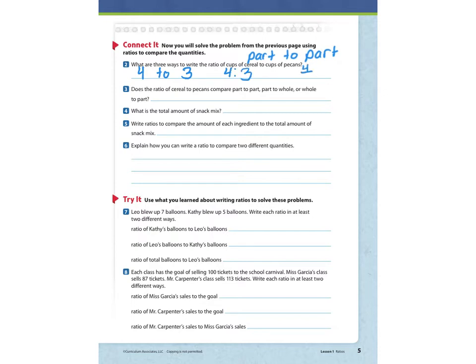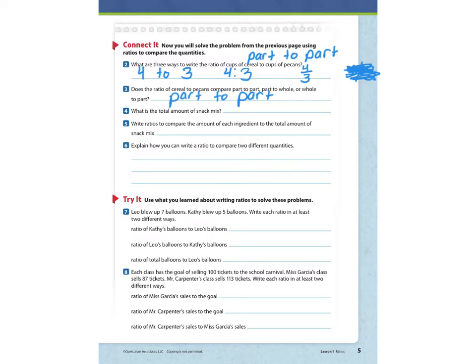And finally, your fraction. I really don't want you writing this way for a fraction piece. That looks like 4 13. I'm not sure. So please shy away from using that slash. Okay. Does the ratio of cereal to pecans compare part to whole, or whole to part? Well, we know it cannot include a whole because our whole here is not listed anywhere. It was 9. So this has to be, we already answered it, part to part.